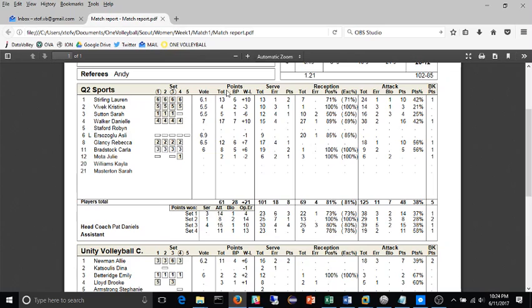We have 1, 2, 3, 4, 5, 6, 7 columns. The first one is the list of the players with their names, and then you got who started the set in what position. So Sarah started in 1, Christina started in 5, and Carla, who is the setter because it's a white square, started in 3.